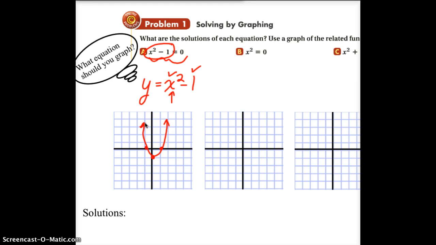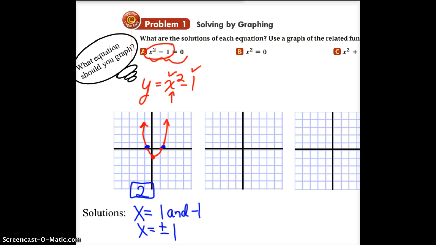And that's the graph. And it's got two solutions, one here and one here. That is where it's hitting the x-axis. So we say the solutions are x is equal to 1 and negative 1. And then we actually write that as plus or minus 1. And you can notice that there are two solutions on that one.